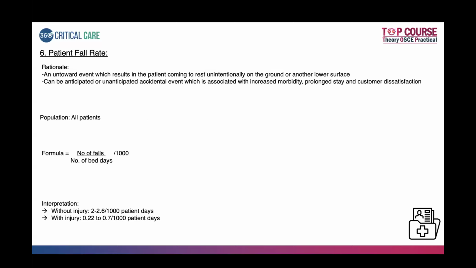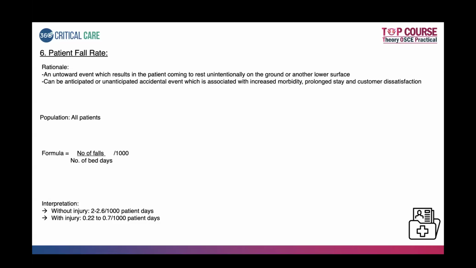Then next is the patient fall rate. So it's an untoward event which results in a patient coming to rest unintentionally on the ground or another lower surface. It can be an anticipated or an unanticipated accidental event which is associated with increased morbidity, prolonged stay, and it can cause customer dissatisfaction. That is, the patient bystanders can be very unhappy, and that itself can cause new problems. So the population includes all patients, ward, ICU, but we usually take ICU patients.